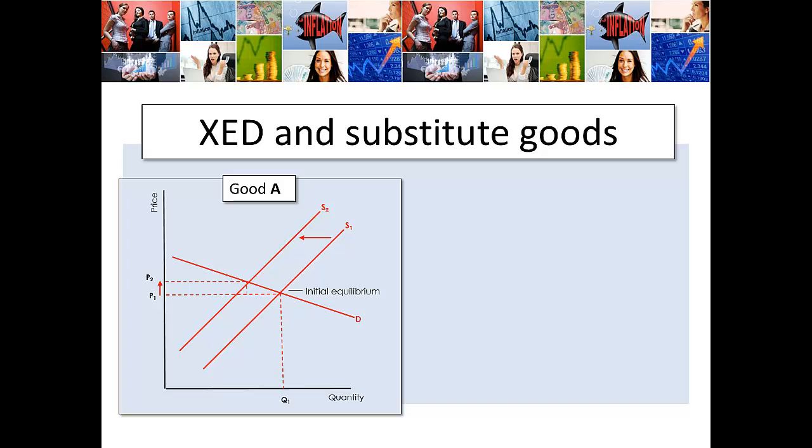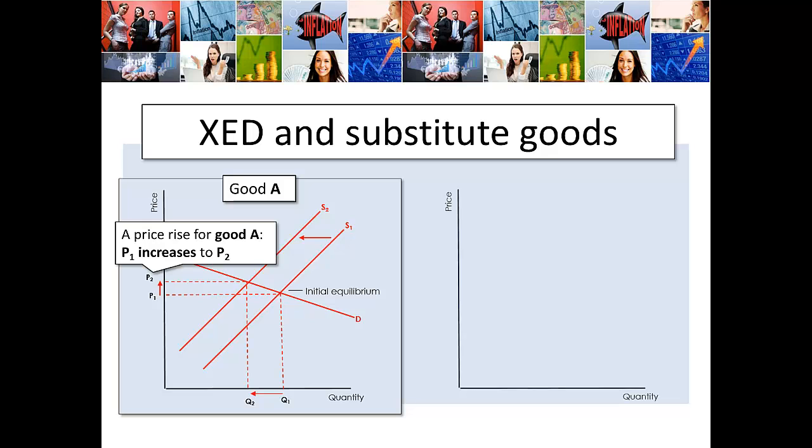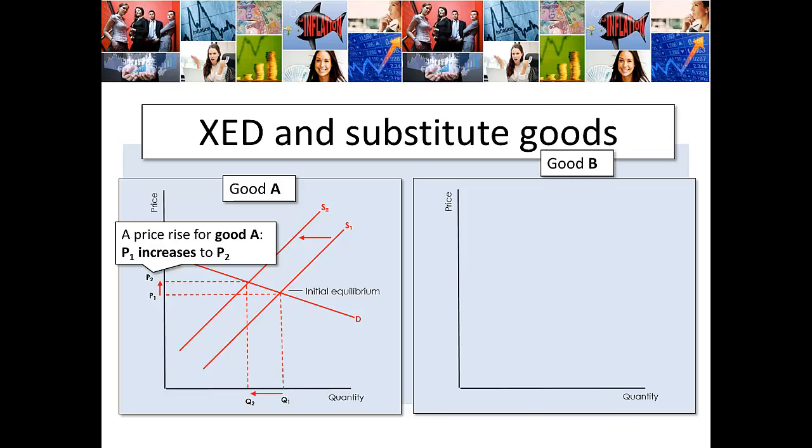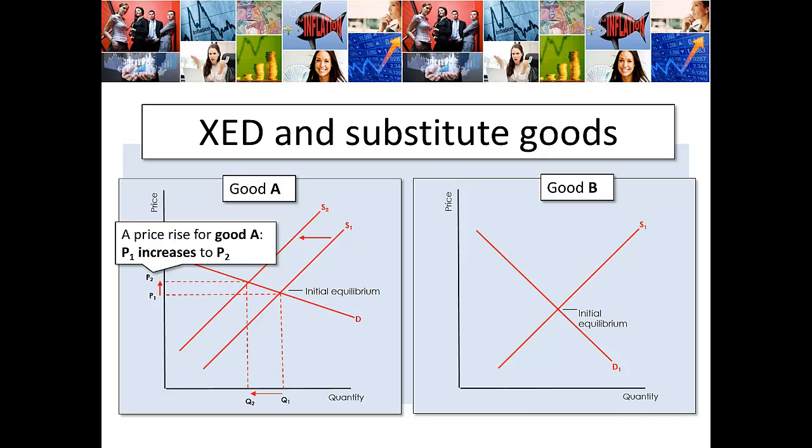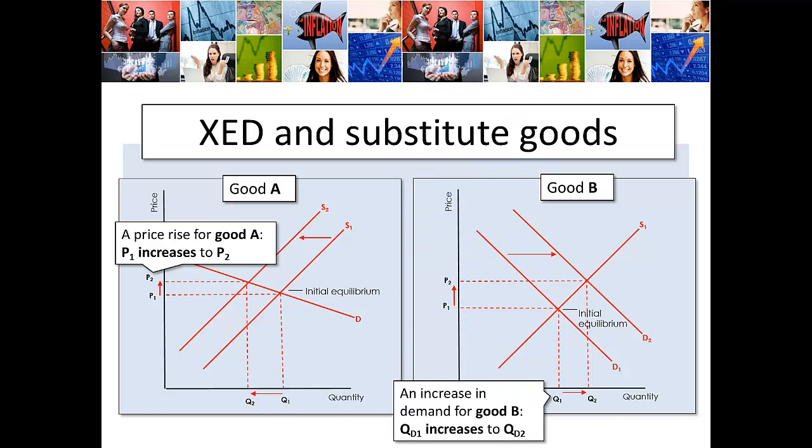So if we get a price increase for good A, we know that the quantity demanded for good A will decrease. That's the law of demand. And if the two goods can be used instead of each other, then we see that a decrease in quantity demanded for good A will result in an increase in demand for good B. Increase in price for good A, increase in the demand for good B.